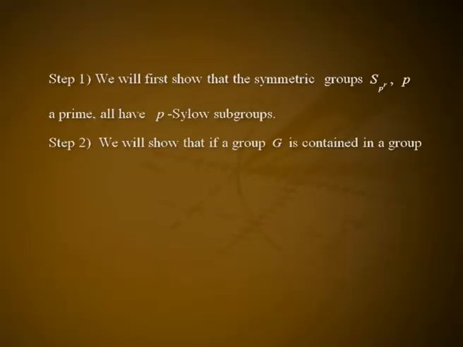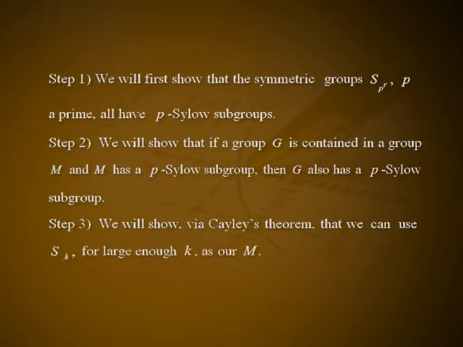Before going into the details of the third proof, we briefly outline the different steps in the proof. Step 1. We will first show that the symmetric groups S_{p^r}, p a prime, all have p-Sylow subgroups. Step 2. We will show that if a group G is contained in the group M and M has a p-Sylow subgroup, then G also has a p-Sylow subgroup. Step 3. We will show via Cayley's theorem that we can use S_{p^k} for large k as our M. With this, the theorem will be proved.